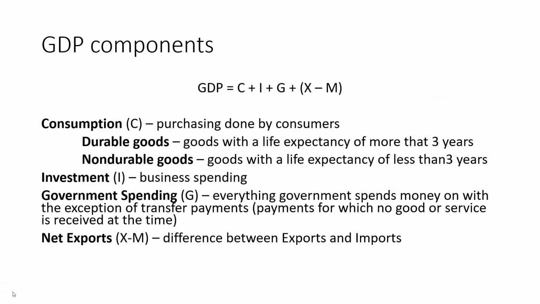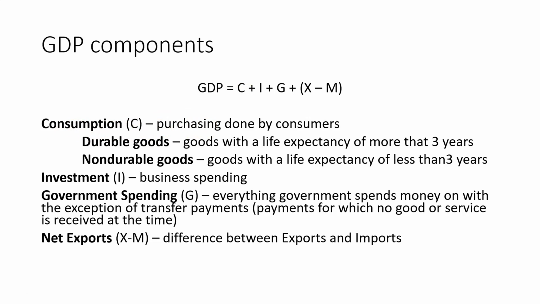Okay, so what we're seeing here are the components of GDP. The components of GDP are made up of consumption, investment, government spending, and X minus M, which is net exports. Now let's look at these individually. Consumption is what consumers do. It's the purchases that you and I make.